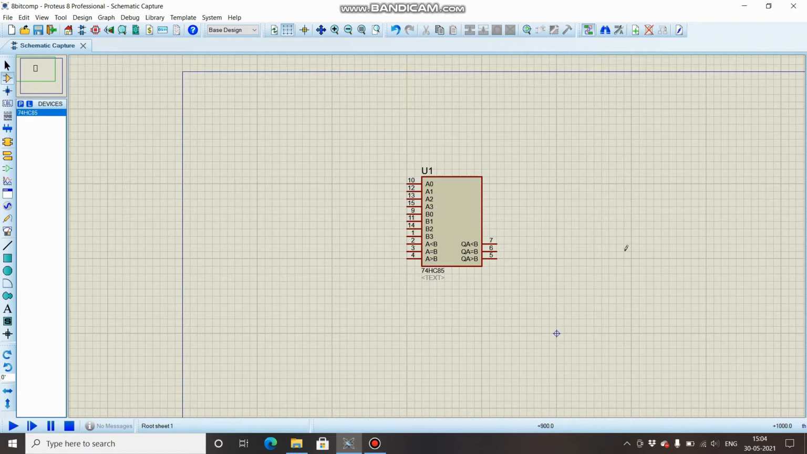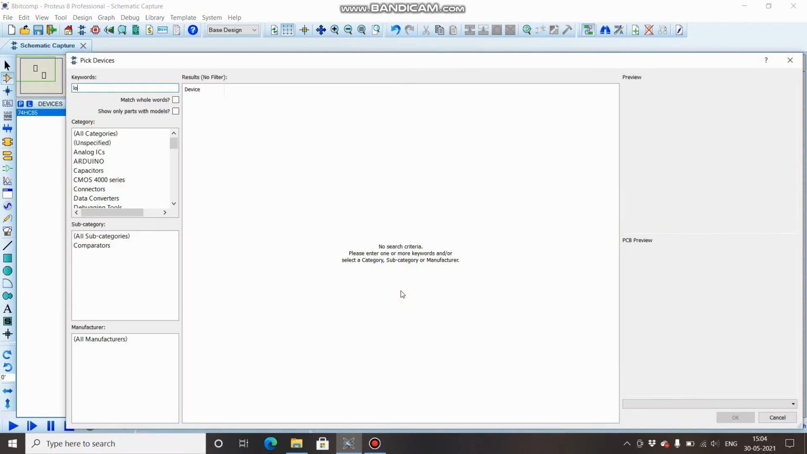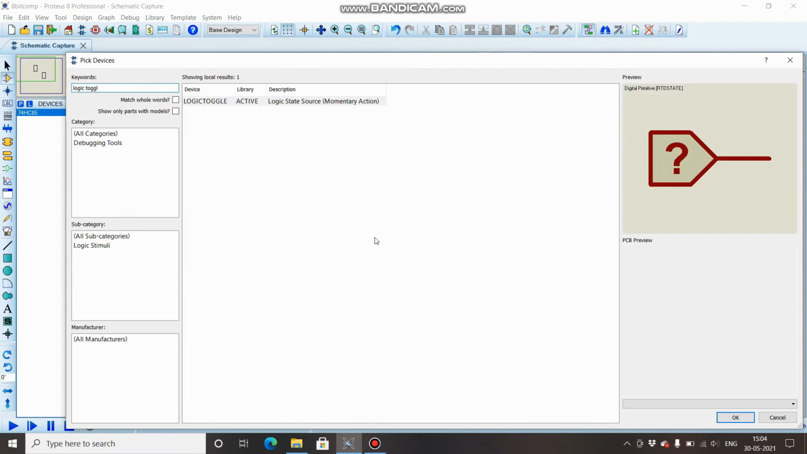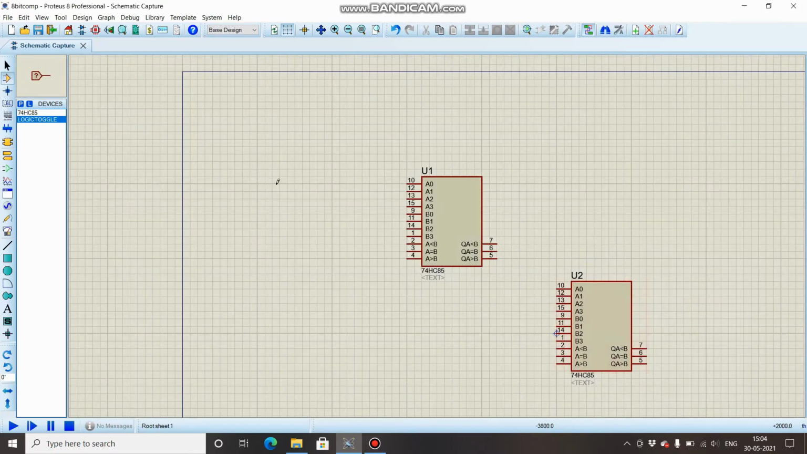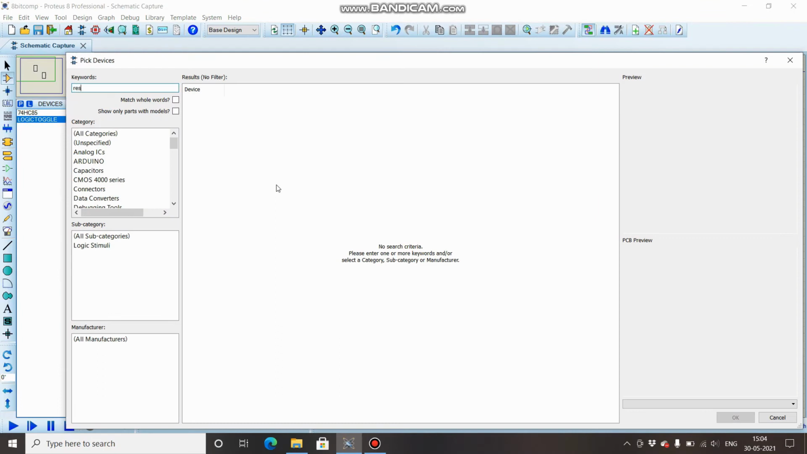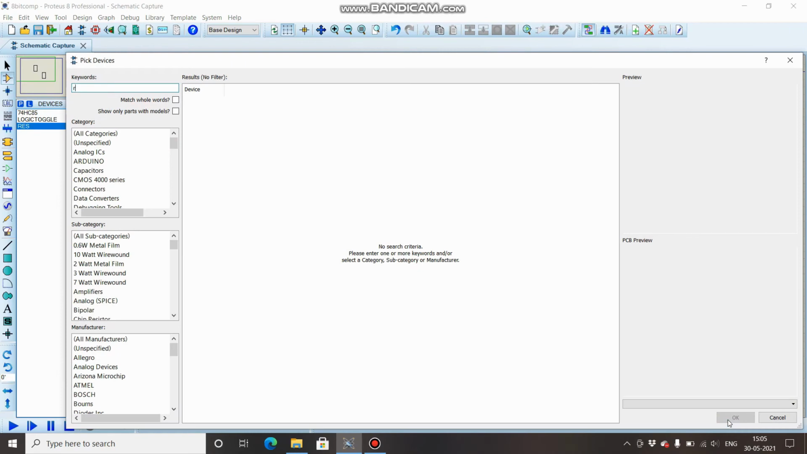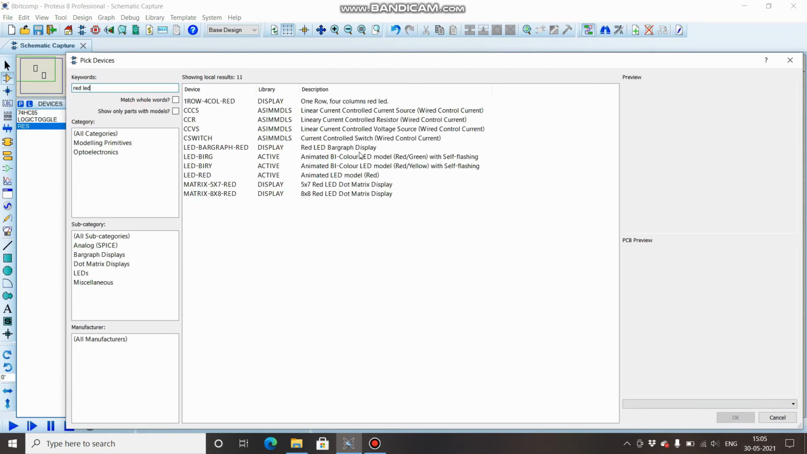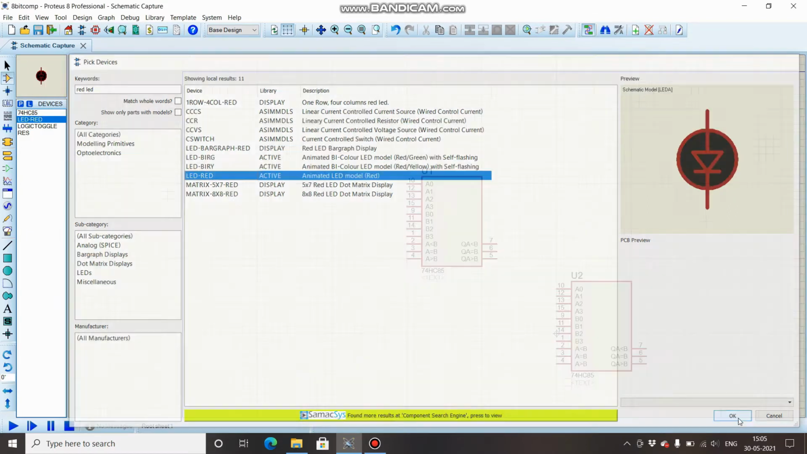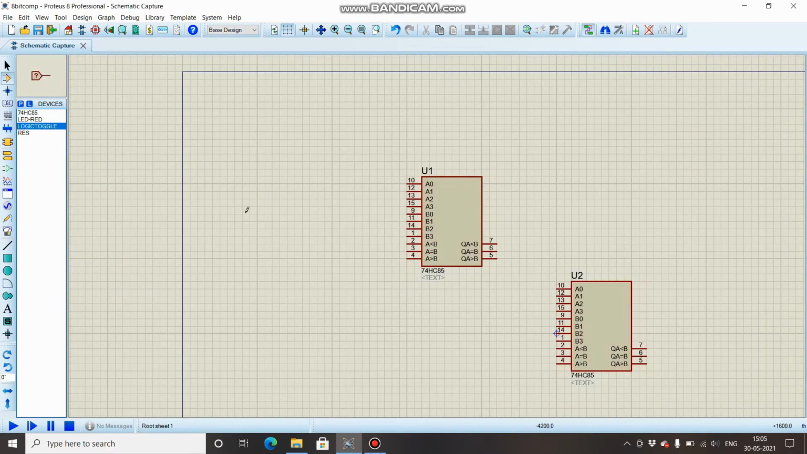So we will be requiring one more stage of this IC, and that stage I'll place over here like this. And we'll be requiring toggle switches. This is the toggle switch, and we will require a resistor and an LED, and we'll be using a red LED. The toggle switches will behave like the input pins, so we'll give our binary input data through these toggle switches.